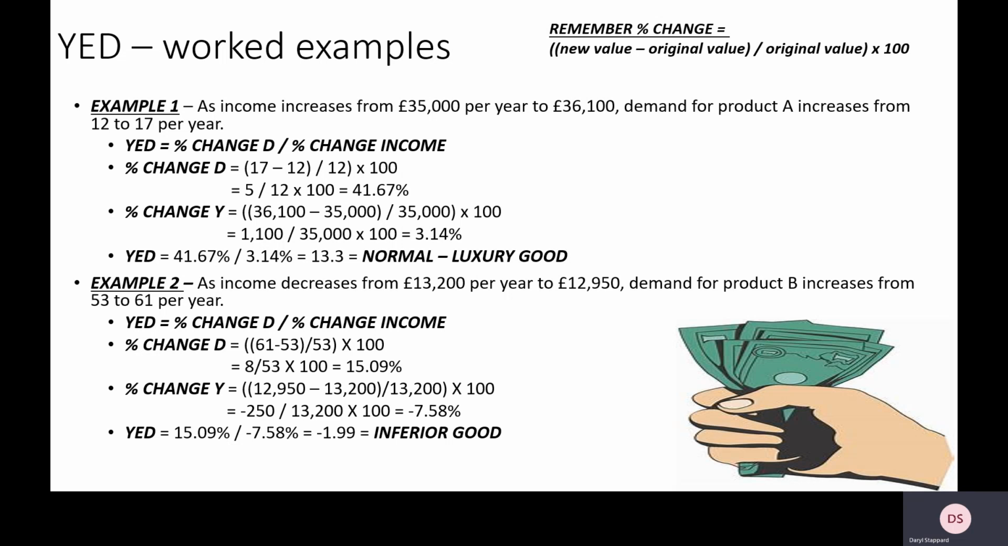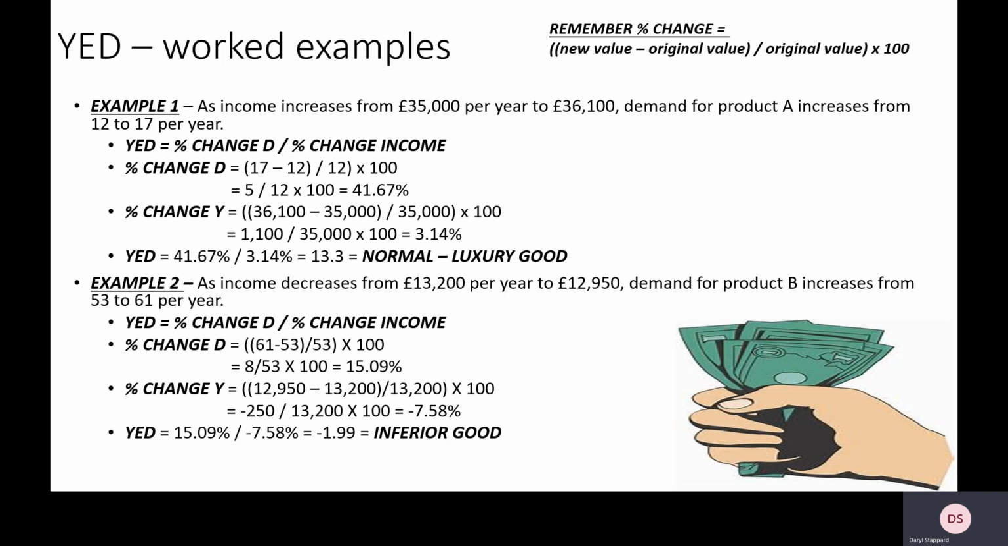So all I now do, I put these numbers into the YED formula, and what I can see is that a 3.14% increase in income will give us a change in demand of 41.67%, and that will give us a score of 13.3. Now this clearly shows us a normal good because it's a positive relationship. The growth in income has led to an increase in demand. Because the number is greater than 1, then it's a luxury good. In other words, the percentage change in demand is more significant than the percentage change in income. So we've got a luxury good here.